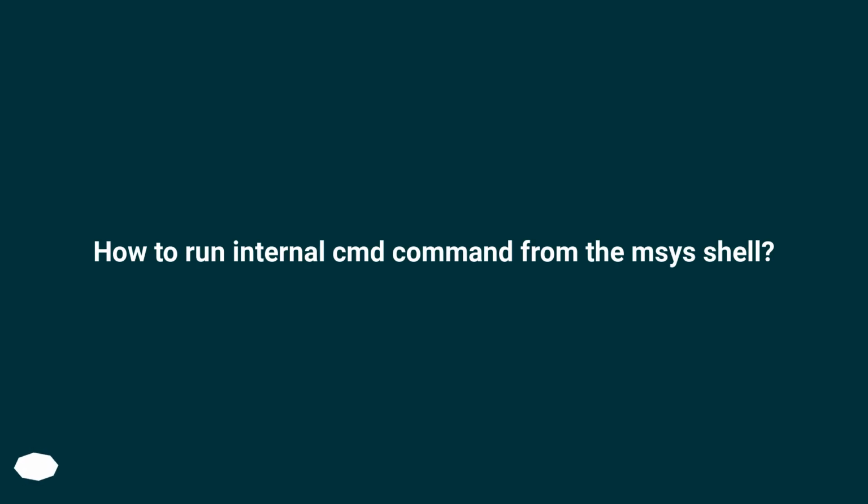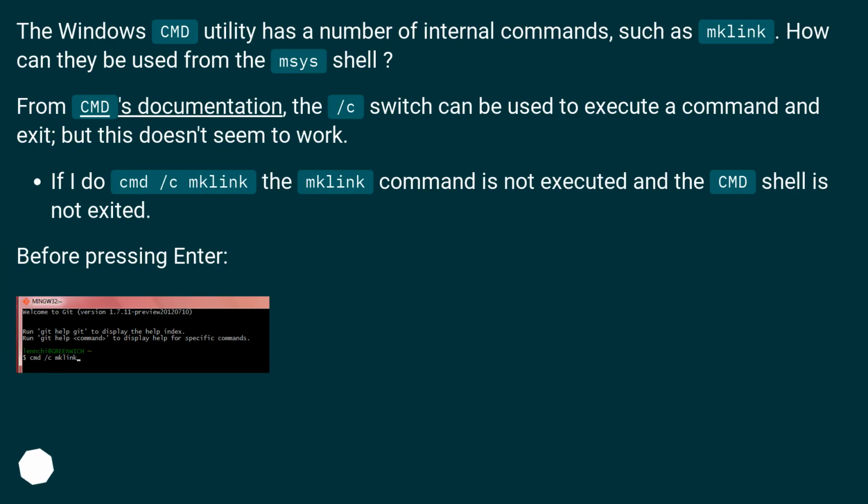How to run an internal cmd command from the msys shell? The Windows CMD utility has a number of internal commands, such as mklink. How can they be used from the msys shell? From CMD's documentation, the /c switch can be used to execute a command and exit, but this doesn't seem to work. If I do cmd /c mklink, the mklink command is not executed and the CMD shell is not exited.